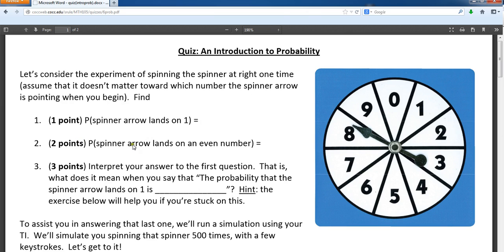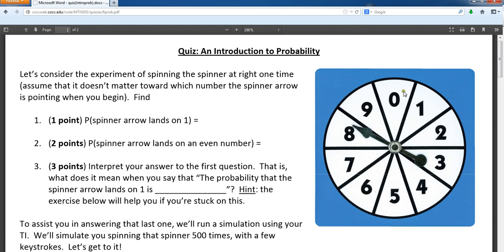What's the chance the arrow lands on an even number? Now just be careful. This is kind of a jerky question. Everybody knows that 2 and 4 and 6 and 8 are even. What you might have forgotten is that 0 is too. Any integer that is divisible by 2 is even. 0 is divisible by 2. There is no remainder when you divide 0 by 2.